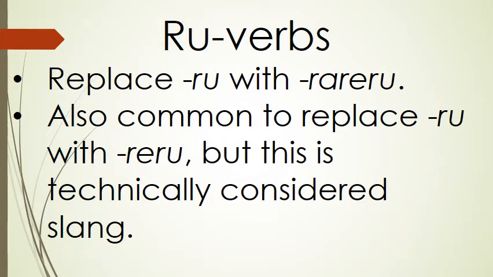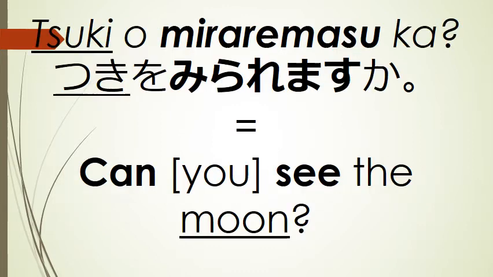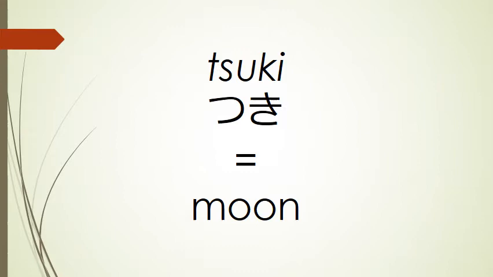It is also common to drop ru from the end of a ru verb and replace it with ureru, but this is technically considered slang, so we're not going to be covering that in this lesson. So we could say shinjirare nai to mean I can't believe it. And we could say tsuki o mirare masu ka to mean can you see the moon? And to be clear, tsuki means moon.